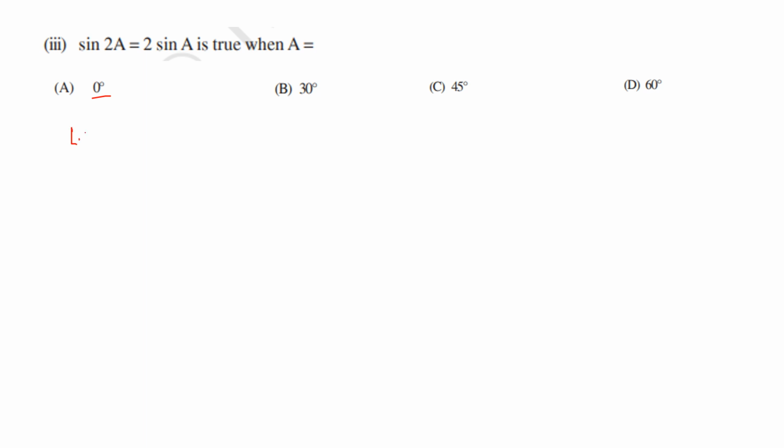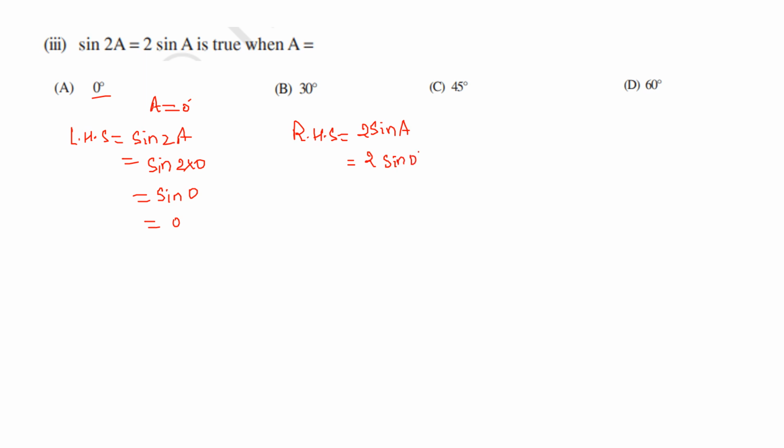So LHS, if you take, it is sine 2A. I am taking A as 0. So it will become sine 2 into 0, which will give you sine 0. And we know that sine 0 value is 0. Let's take RHS now. It is 2 sine A. Again, A you have to put as 0 degree. So 2 into sine 0 degree, this also I am getting as 0. So it means the value of A should be 0 degree, isn't it? Now moving to the next question.